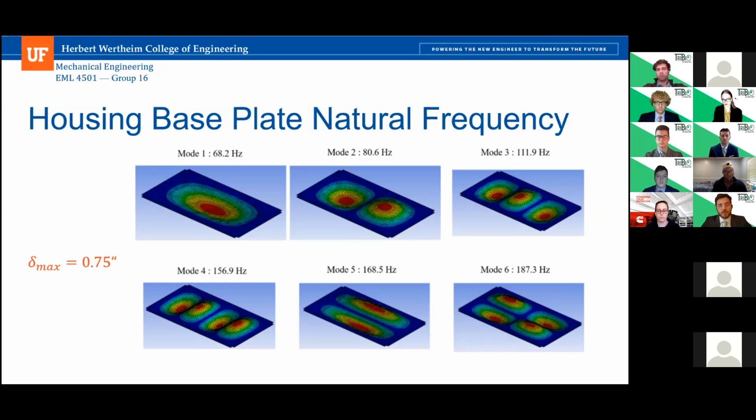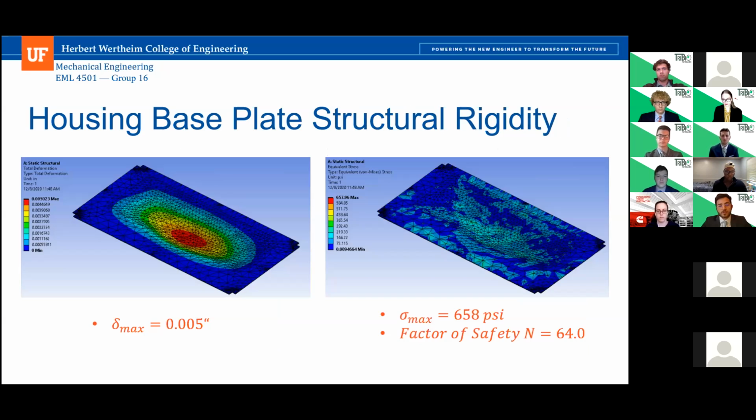If we go into a little bit of structural analysis, this was just a quick check to verify that the base plate we selected would be fine as far as those deflections. Applying the loads of everything existing on the plate, we saw a deflection of 5 thou, which is essentially negligible for our purposes. The safety factor was 64, so we knew our material selection and thickness of 1/8 inch 6061 aluminum for our base plate was more than enough to satisfy our conditions.